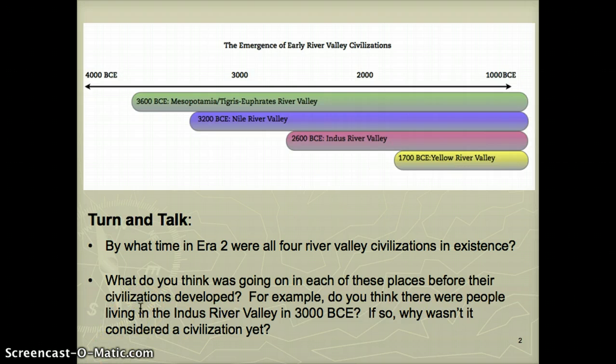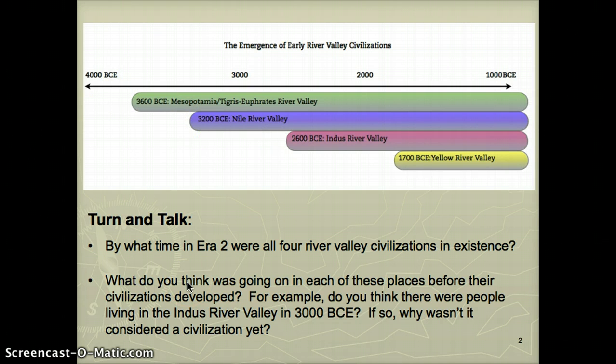So let's go ahead and take a look at the turn and talk questions. I'm going to read these to you, and then you are going to pause the video and have that conversation briefly. The first question is, by what time in Era 2 were all four river valley civilizations in existence? You're going to use your timeline skills and see at what point all four are there. And then the second question, what do you think is going on in each of these places before the civilization developed? So we're talking about this period right here before each of them.